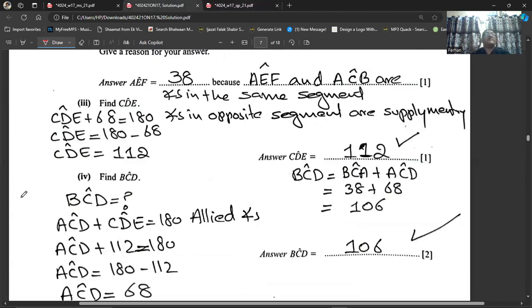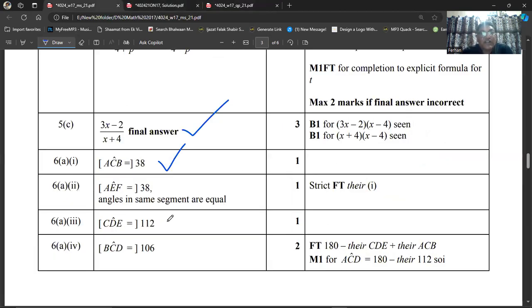CDE plus 68 will be equal to 180. The CDE will be equal to 180 minus 68. The CDE will be equal to 112. And the reason for this first equation is angles in the opposite segments are supplementary. So the CDE is 112. So our answers are right.